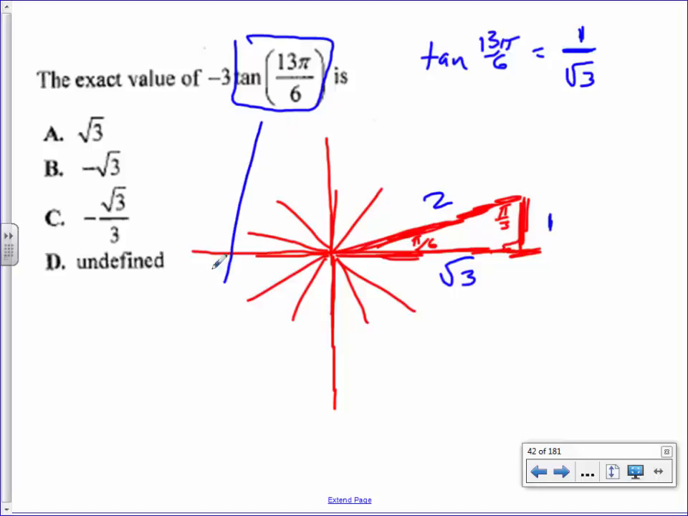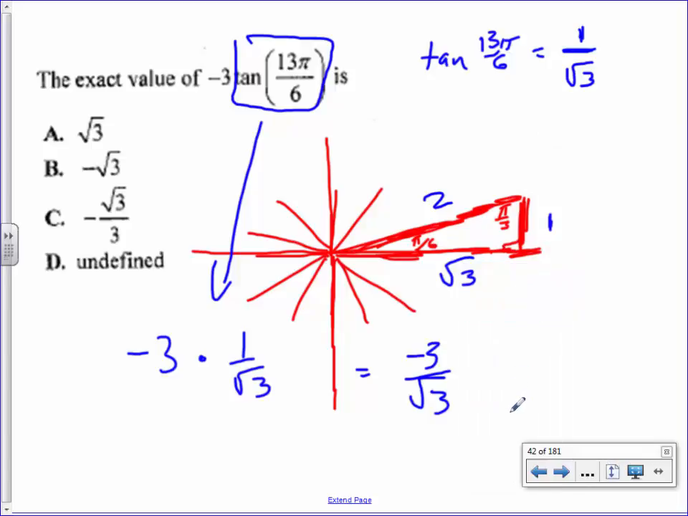Okay, so what that means then, taking this down here, is negative 3 times 1 over root 3. Which, in a way, I guess you could call negative 3 over root 3. And that's not one of the answers. Okay, you need another skill to solve this one algebraically. It's called rationalizing a denominator. We learned it last year.